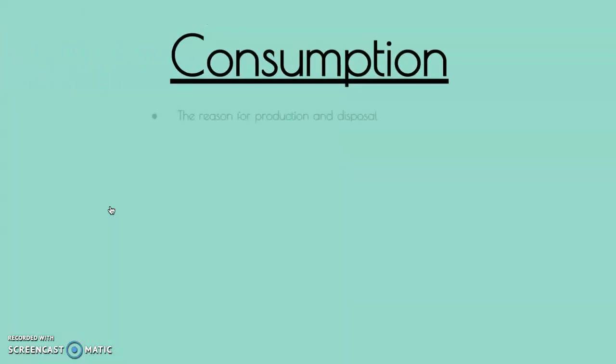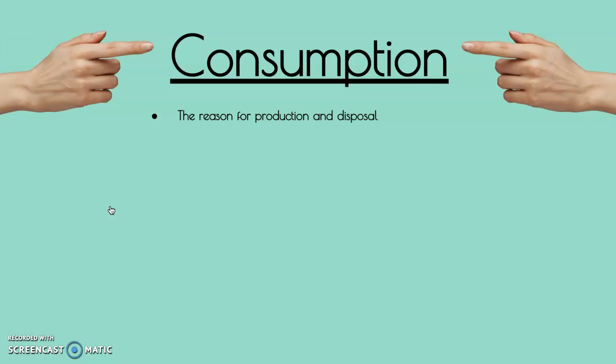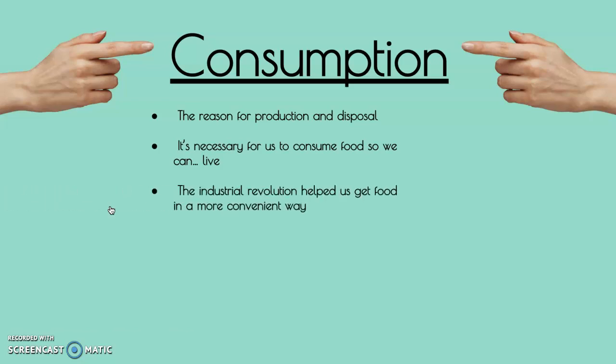Now, everything begins with consumption. Consumption is the reason for food production and food disposal. It's all consumption's fault, because we as humans need to consume food so we can live. And not only humans, but other animals and plants all need food. They need to consume it. The Industrial Revolution helped us get food in a much more convenient way, and that helped us turn production of food into what it is today.